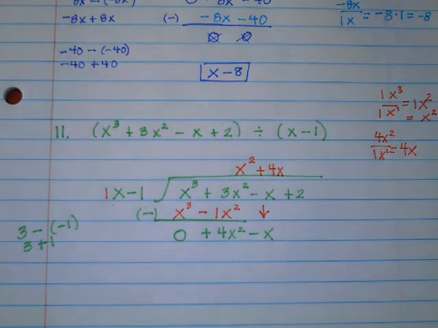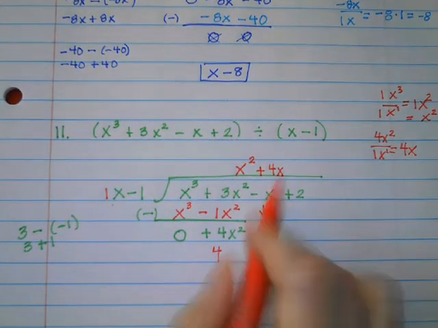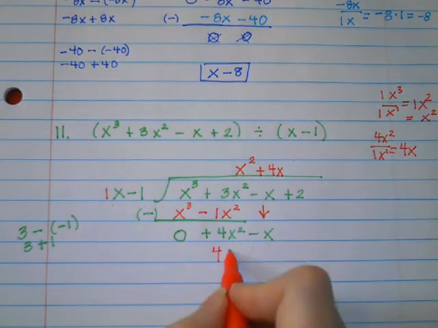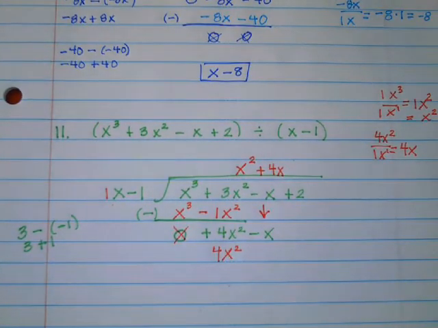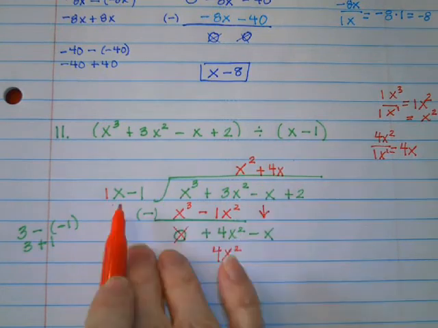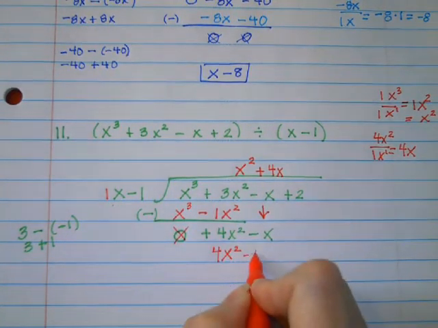So now we're going to distribute. 4 times 1 is 4. X times x is x squared. Because remember, we don't really need this 0. Then we're going to multiply 4 times negative 1, which is negative 4. And then we have our x.